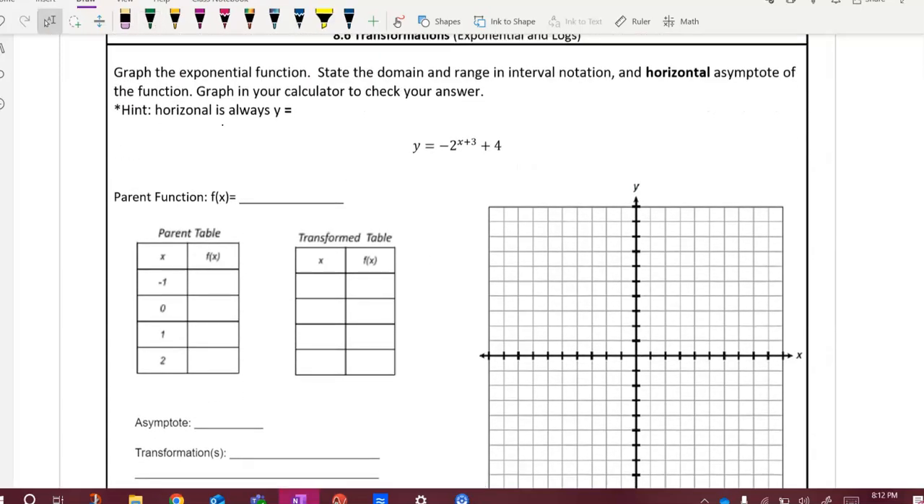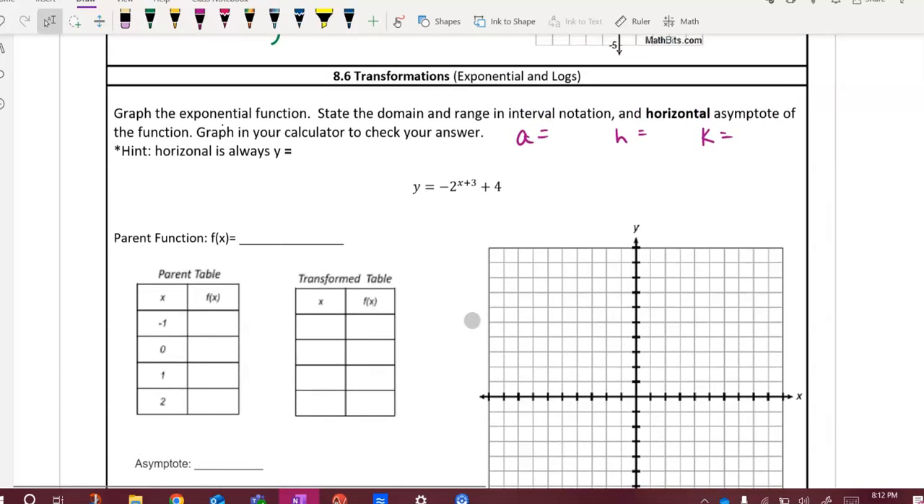So anytime we graph something, we need to identify A, H, and K. As a reminder, even in the exponential graph or function, we have the same looking formula, I guess. X minus H. Okay. So really all we're looking for is A, H, and K. These numbers will tell us where we're moving.